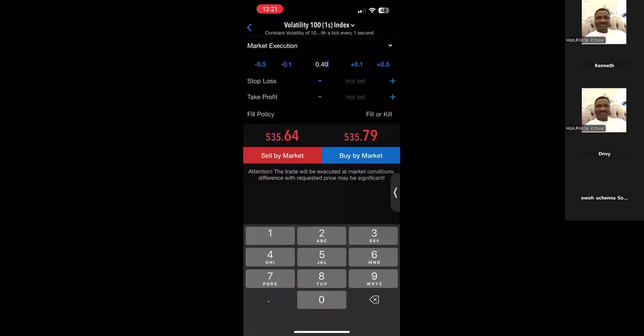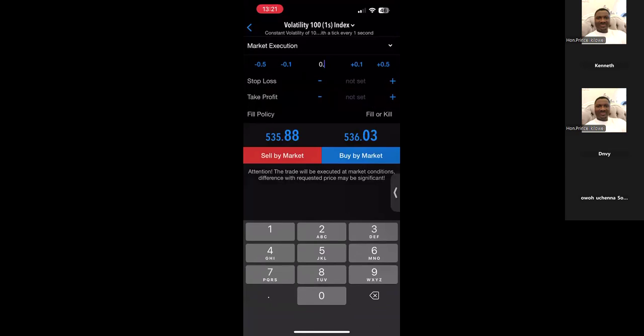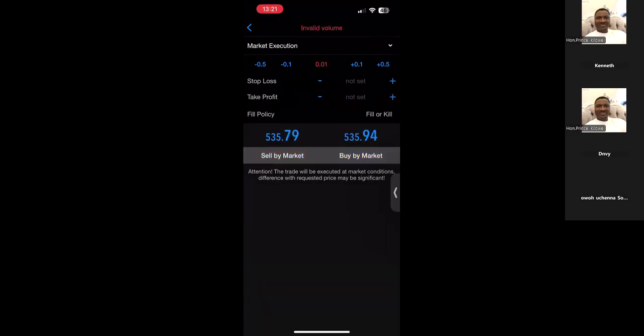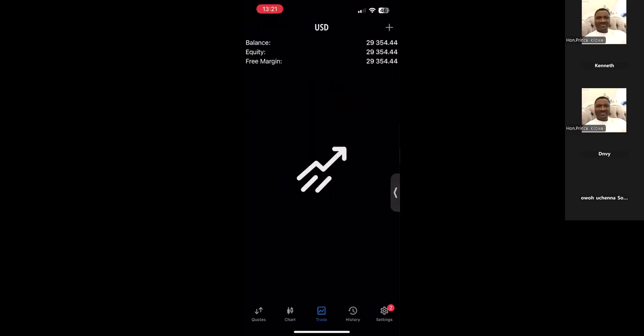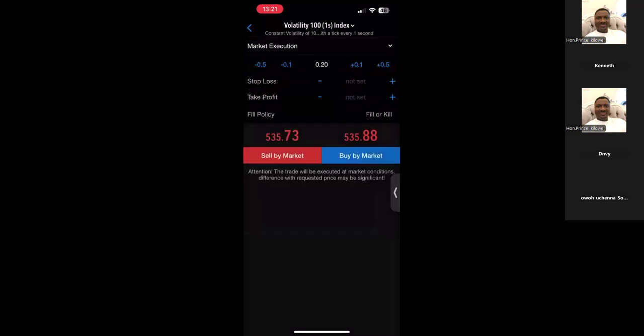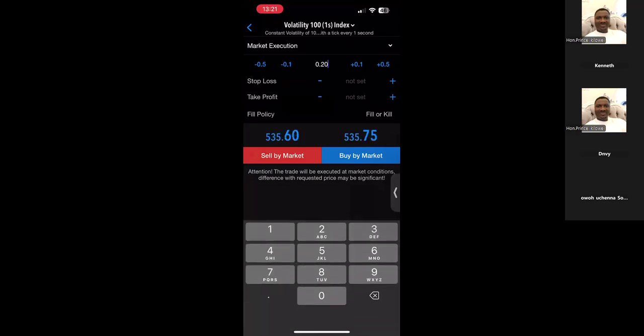Let's say you want to take this particular market, and you don't know the lowest lot size on this. You can decide to just type 0.01. All right, click buy. It will show you invalid volume. So what you need to do is go back and click on it again. Click trade. You will see the lowest lot size for this particular market is 0.20.